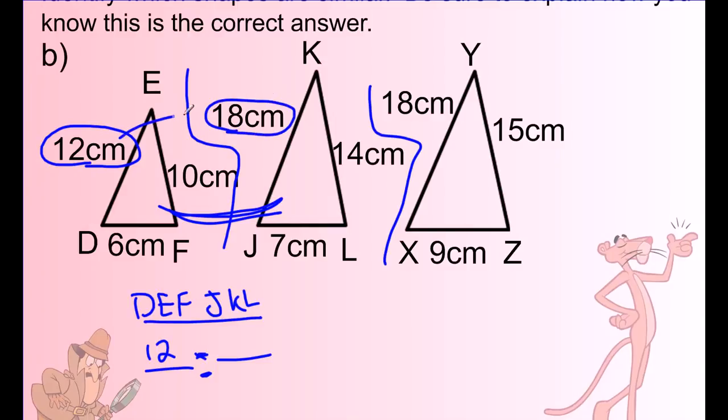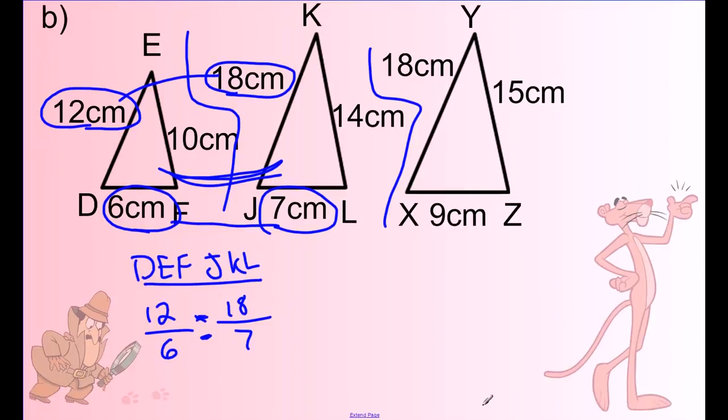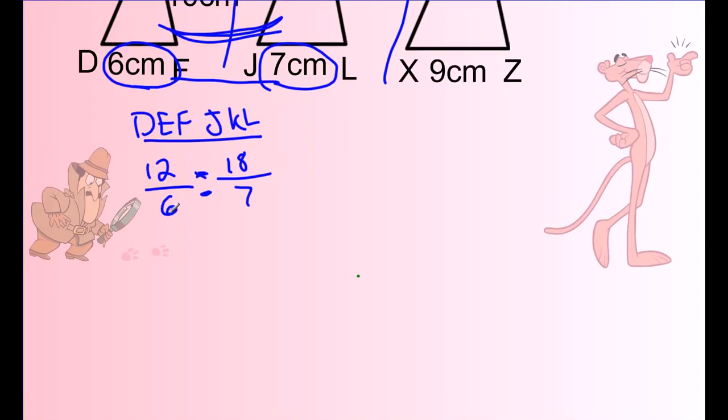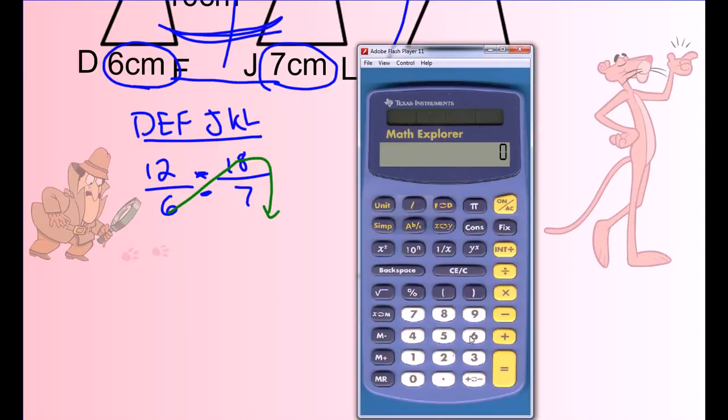So 12 corresponds to 18. I'm going to pick another random side of this triangle. I'm going to use 6. 6 corresponds to 7. So you can pick any random sides of your triangle, but for the other part of your proportion, make sure you're using your corresponding sides. Now, let's cross multiply. So I take 6 times 18 is 108.